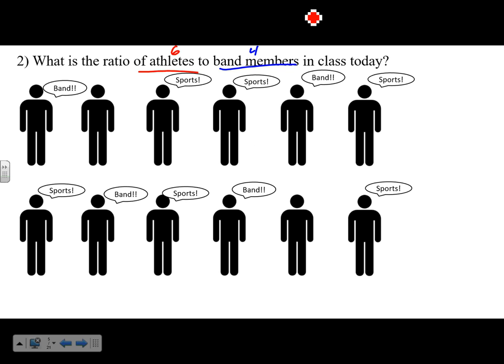So again, the order is important. Now the answer would be 6 to 4, or again, I would use a fraction. Make sure you are reducing your fractions. That's another reason why I like to write it as a fraction rather than using this way, because if you write it as a fraction, it's a lot easier to reduce that.